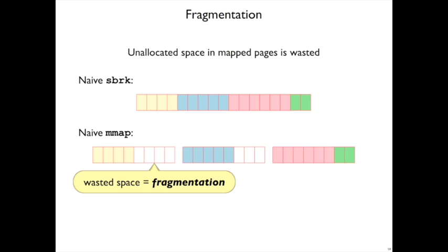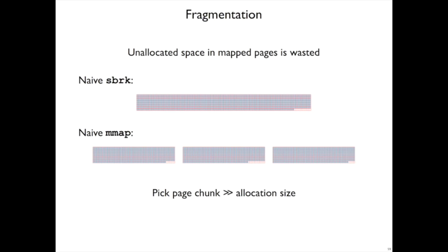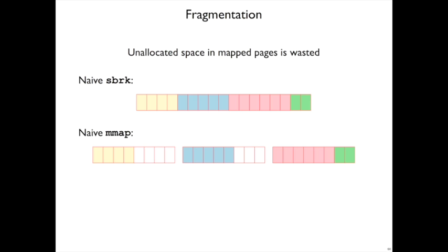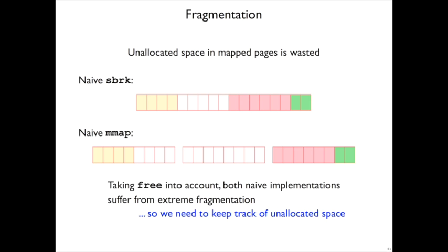The reason it's not as bad as it looks is that we can pick larger chunk sizes, some chunk size that's much bigger than the allocation size, and then the amount of space wasted by mmap is not so much different than the space left over in an sbrk chunk. Furthermore, the real obstacle in both of these naive implementations is that free doesn't do anything. From the application's perspective, that blue block has been freed, and both of these implementations suffer from extreme fragmentation by not reusing this memory, and that means that we need to refine our allocator to keep track of unallocated space.